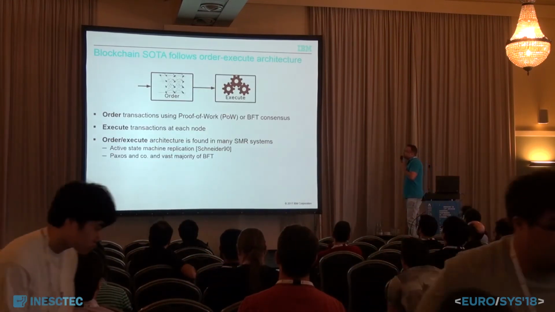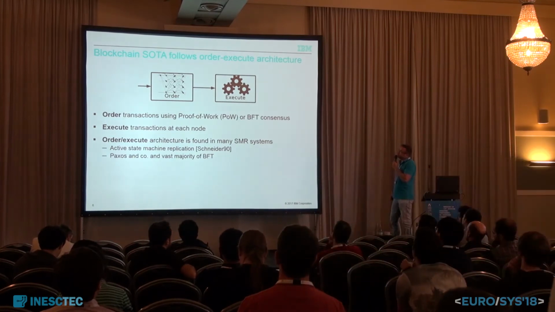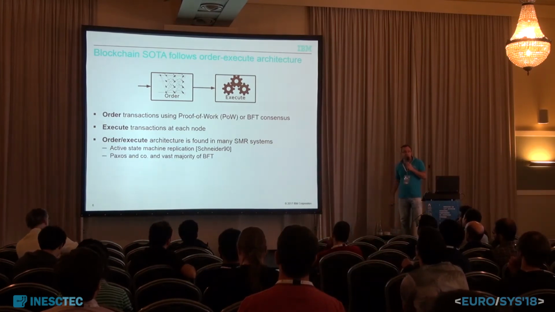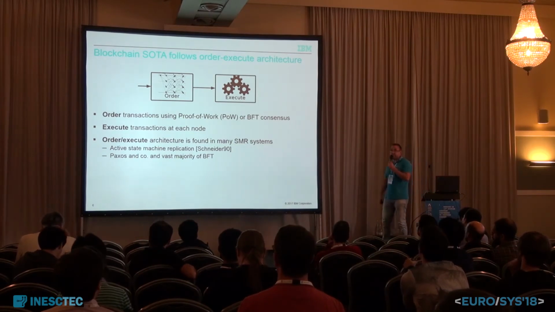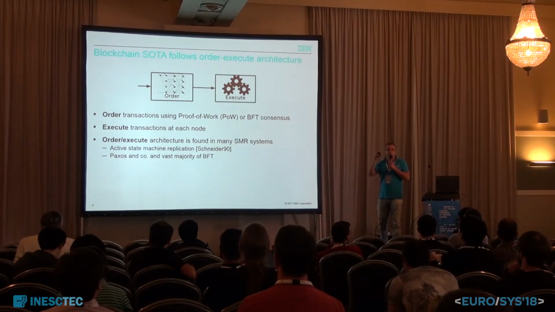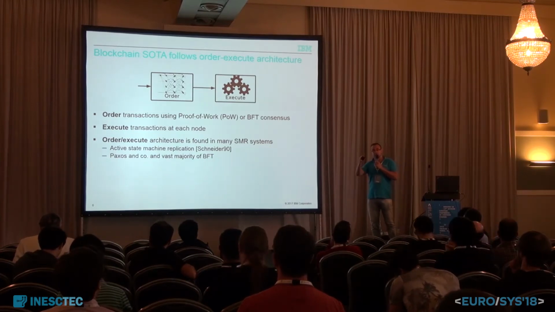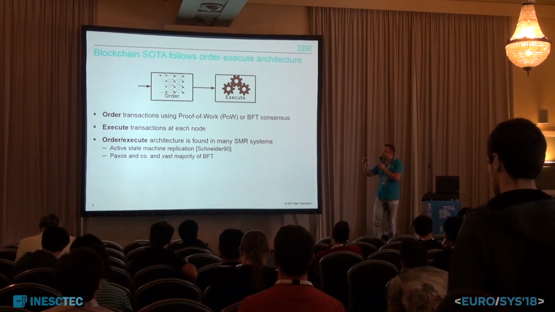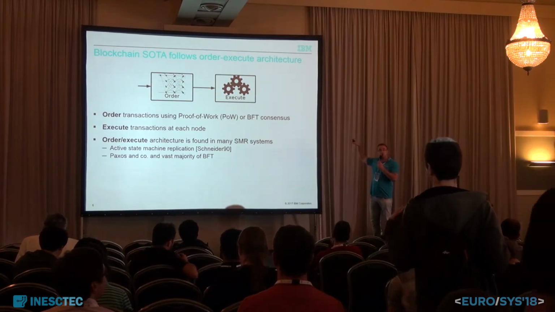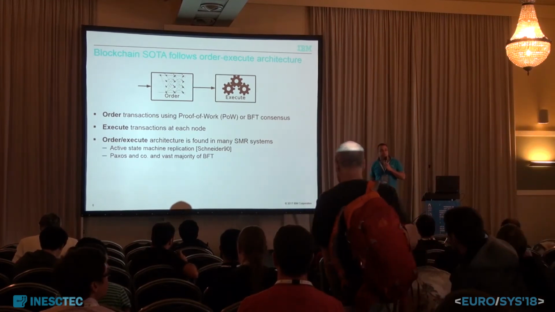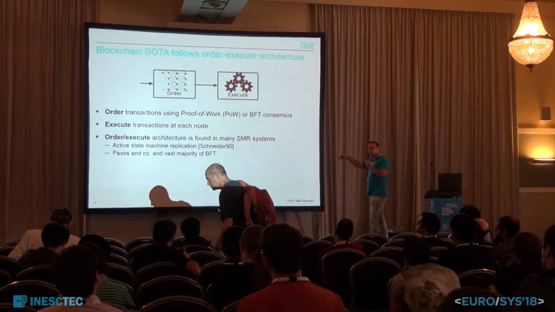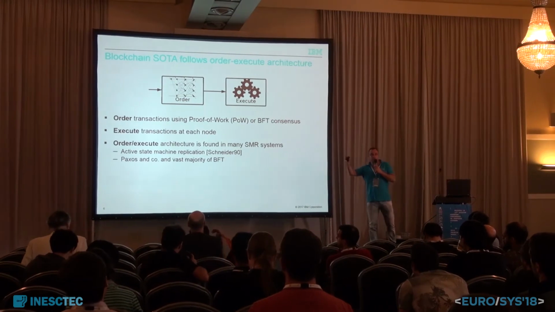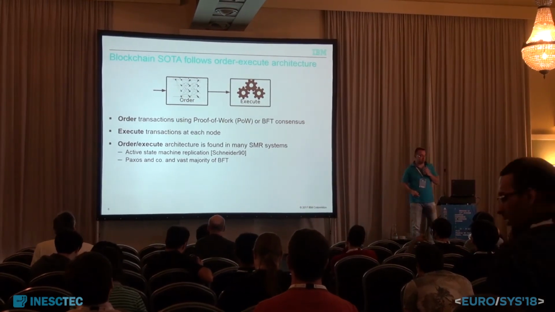So what is the main novelty in Hyperledger Fabric? To understand this, I'm talking a bit about how the blockchain state of the art works. Basically all blockchains work following the order-execute architecture. Order-execute means you order the input transactions using total order consensus, right? And then you execute them in each node at the end of ordering, right? This is known in this community as active state machine replication, and many protocols that we have follow this pattern, including Paxos and many BFT protocols.